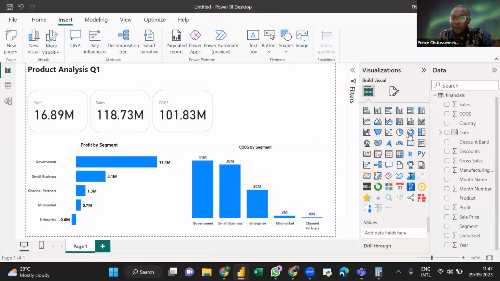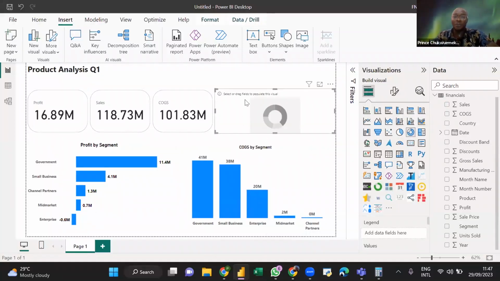Then the other thing we are going to talk about, we can make this a whole lot better, yeah? But the major thing we are going to talk about now is I would also want to see profit by, let's say by month, or by year. Let me see the profit I'm making by year. So I'm going to put year here, and I'm going to put profit.